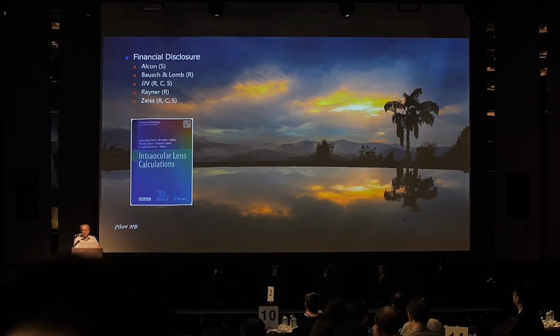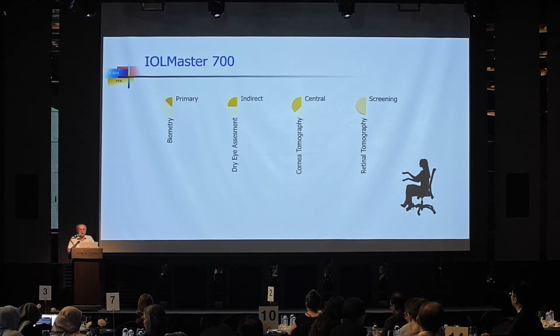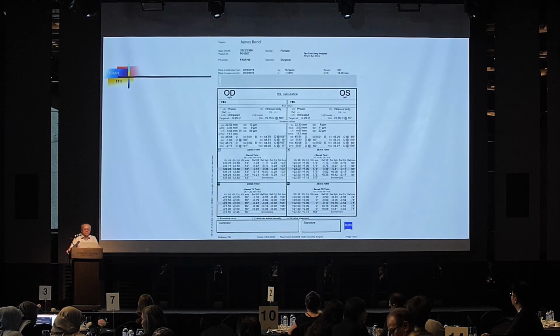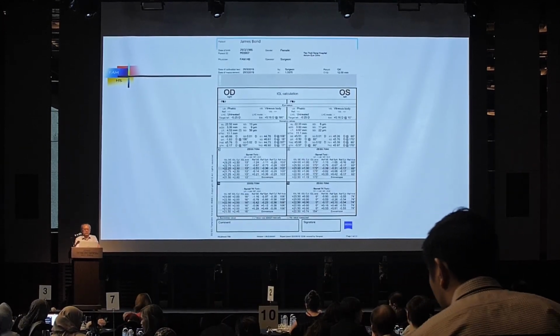It's over 1,000 pages. Well, the IOLMaster is not just a biometry. It can do quite a few things. I use it for biometry, dry eye assessment indirectly. Of course, there is a corneal topography component as well as a retinal OCT. First and foremost, this is the IOLMaster printout.